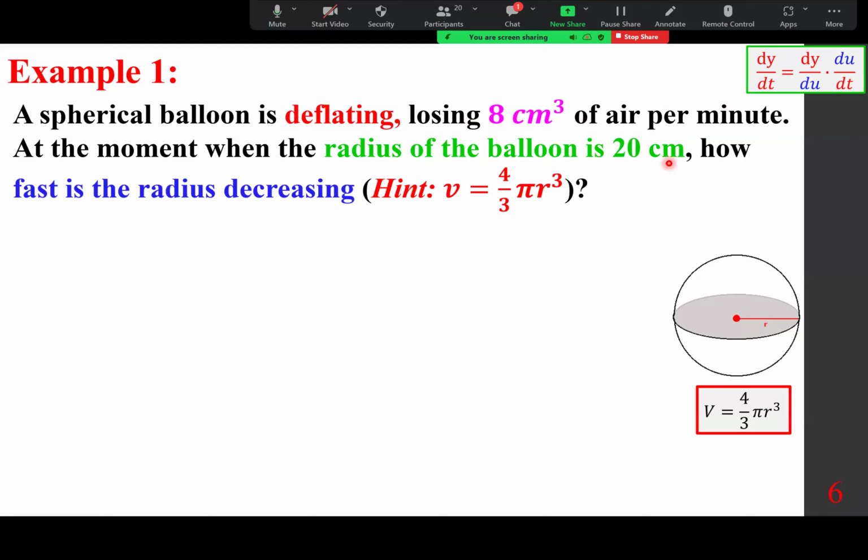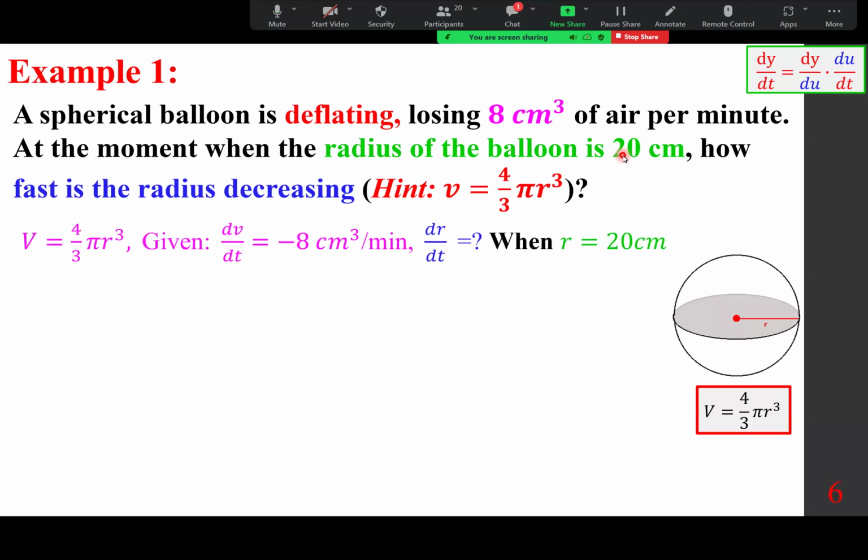We are interested in finding how fast the radius is decreasing. How fast, that means rate. So we want dr/dt. At what point? When the radius r is 20 centimeters. This is the translation into math.